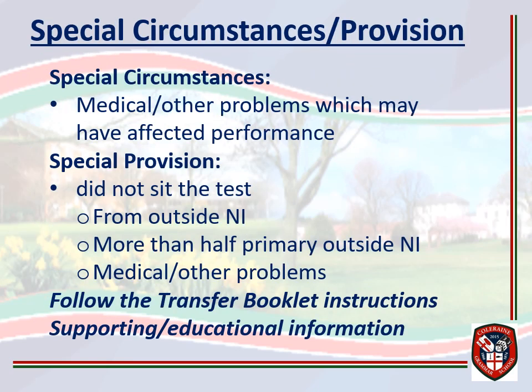So special circumstances and special provision are different from one another. Special circumstances are reasons why pupils, for medical or other problems, may have had their performance in the assessments affected. Special provision normally applies to pupils who did not sit the test because they're coming to Coleraine Grammar from a school outside Northern Ireland, or they've had more than half their primary school education outside Northern Ireland, or there are other medical or other reasons why the pupil did not sit the transfer test.